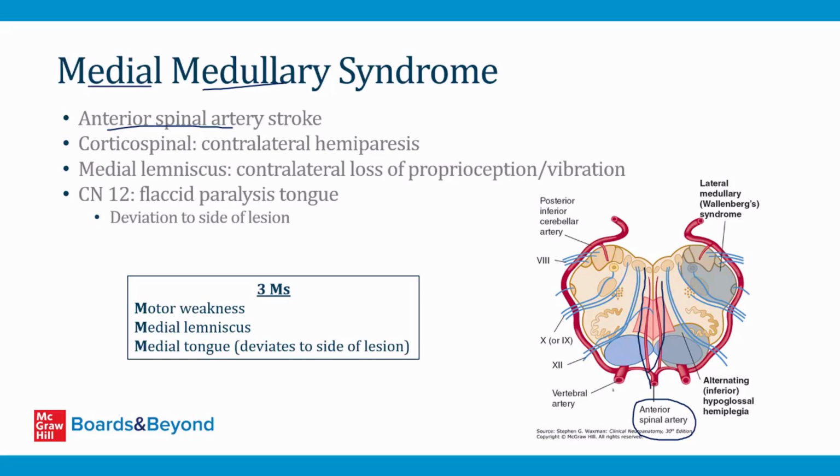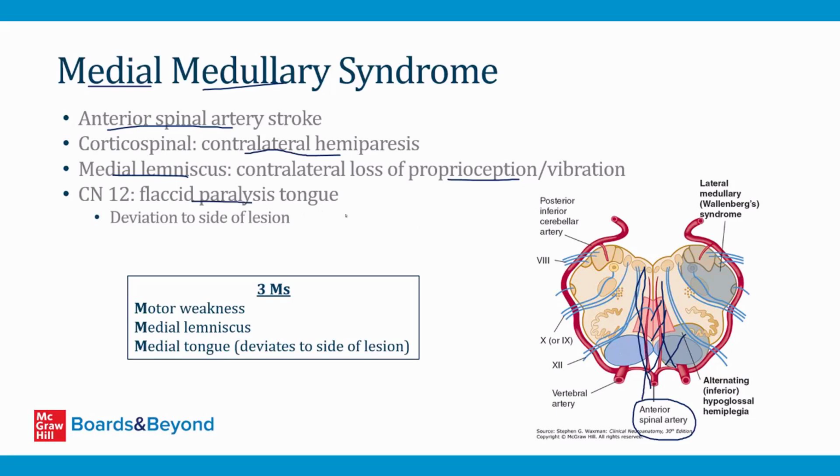When there's a stroke involving this vessel, you will first of all lose the corticospinal tracts, which are right here in the pyramids. This is going to cause contralateral hemiparesis, meaning paralysis on the opposite side of the body from the stroke. You will also have damage to this red region in here in the middle. That's the medial lemniscus. So this is going to cause contralateral loss of proprioception and vibration sensation. And then finally, cranial nerve 12 is coming right down the middle here. And so damage there will lead to flaccid paralysis of the tongue.